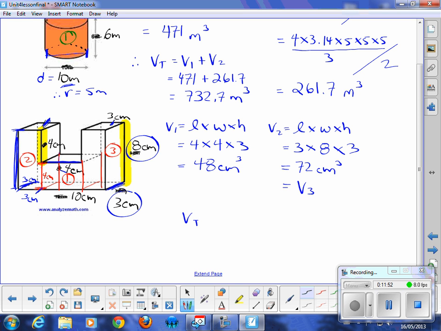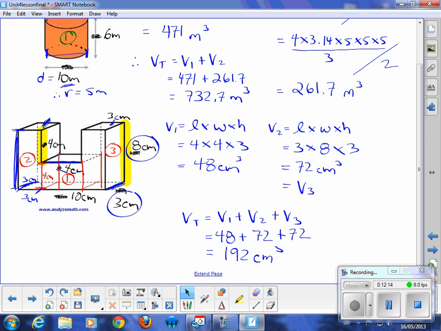So volume total is equal to volume 1 plus volume 2 plus volume 3. 48 plus 72, and the last one is the exact same. So when I add that together, we end up with a total of 192 cubic centimeters. This is going to be the toughest concept because we're working with 3D shapes and you're doing it on a piece of paper, so it will be challenging.